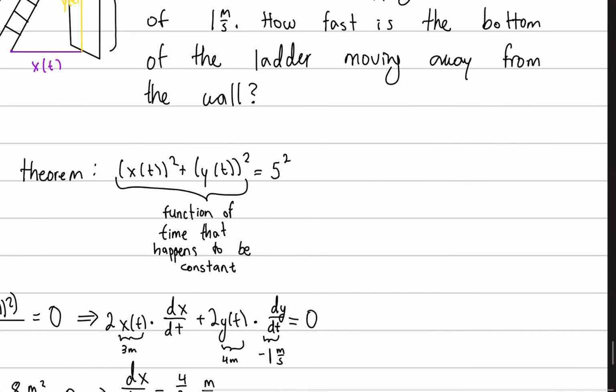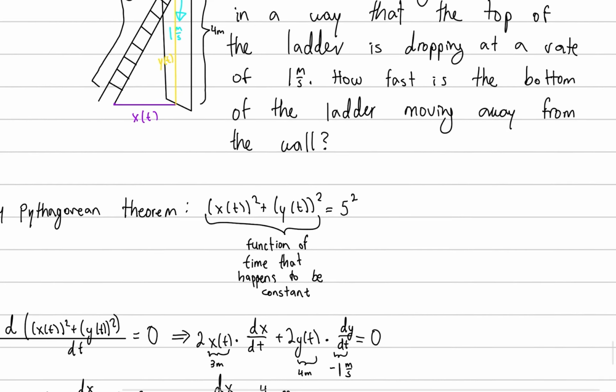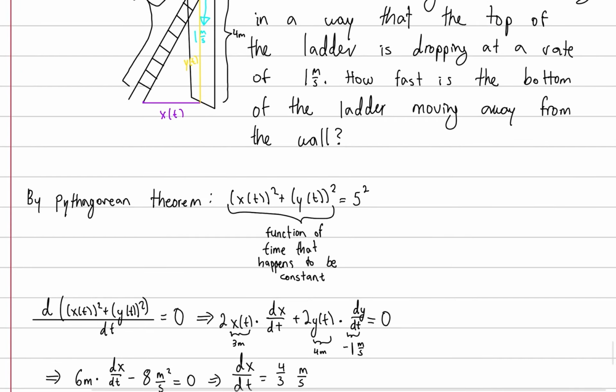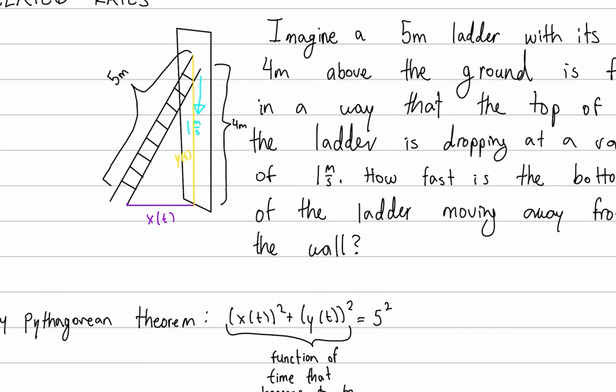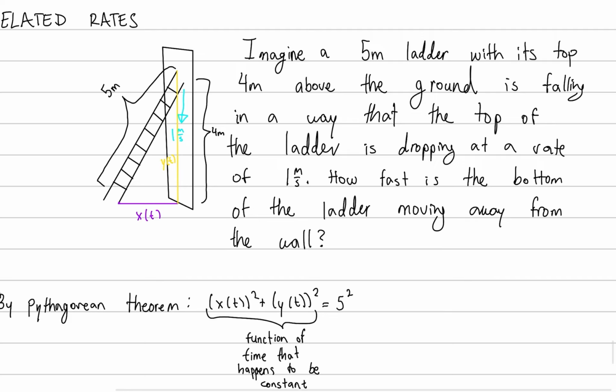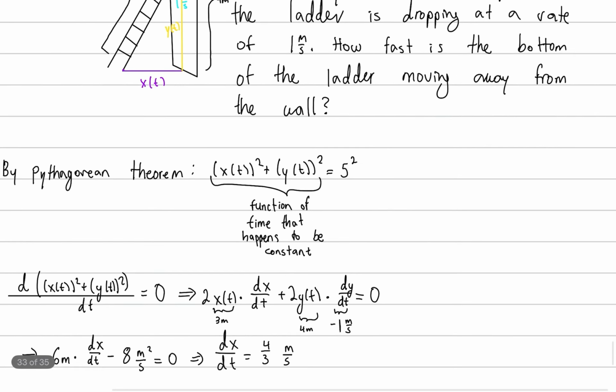The key here is that now we know what x of t is. First, we know y of t is 4 meters, that's a given. x of t is directly related to y of t. We have a 3, 4, 5 right triangle. You could use the Pythagorean theorem to verify that x of t is 3 meters.